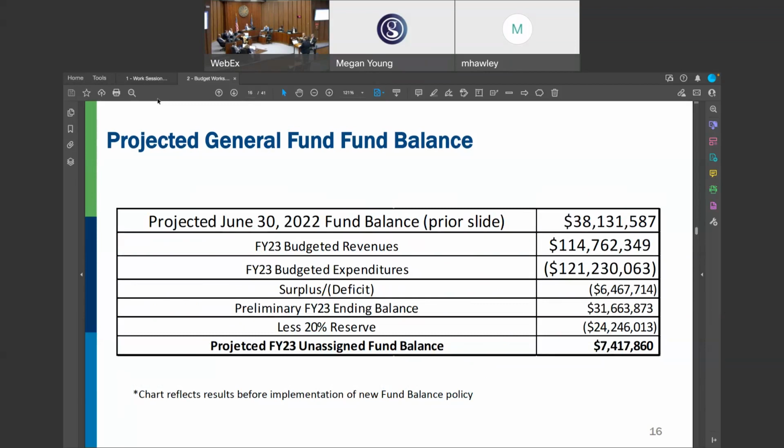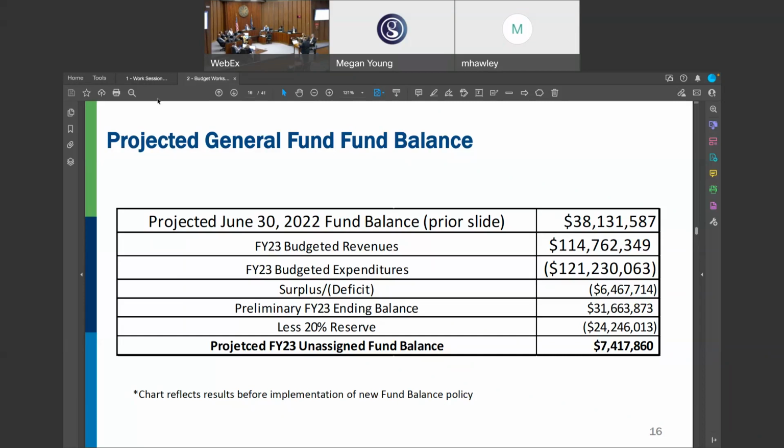And I'll remind you all that we have about an $11.2 million CIP, meaning that every dollar of that fund balance use is for capital expenditures. We're not using our savings to pay for operations. We're paying for one-time expenses. So given those, our preliminary fund balance, fast forward to this time next year, is estimated at 31.6 million. We apply that 20% reserve, and that gives us an unassigned fund balance of around 7.4 million.